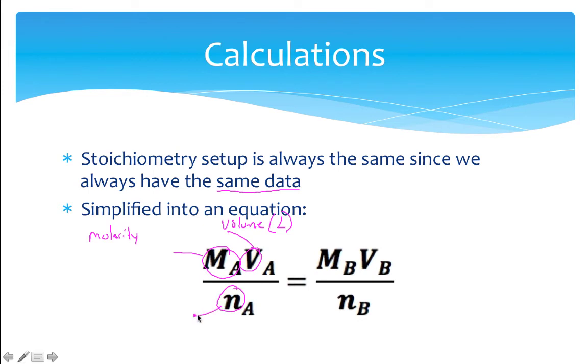And N is going to be the coefficient of the balanced chemical reaction. The A's and B's then stand for acid, and B stands for base. So half of this equation is about the information associated with the acid, the other half is the information associated with the base. And when you're dealing with N's, this is the coefficient in front of the acid in the balanced reaction, and this is the coefficient in front of the base in the balanced reaction.